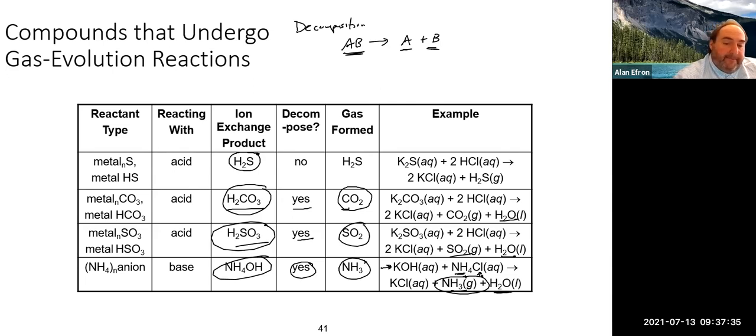So in these gas generating reactions, indirectly, it's basically kind of a twofer reaction, double displacement followed by decomposition. And again, a decomposition is actually a redox reaction, not really under the umbrella of double displacement reactions. Any questions on that?